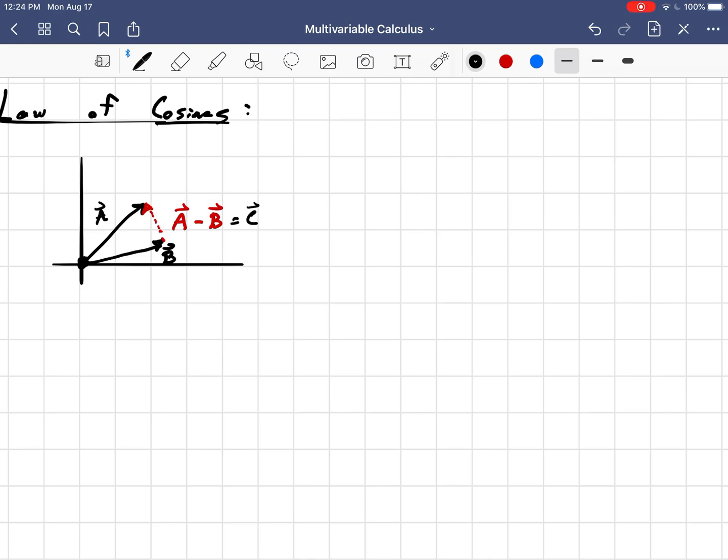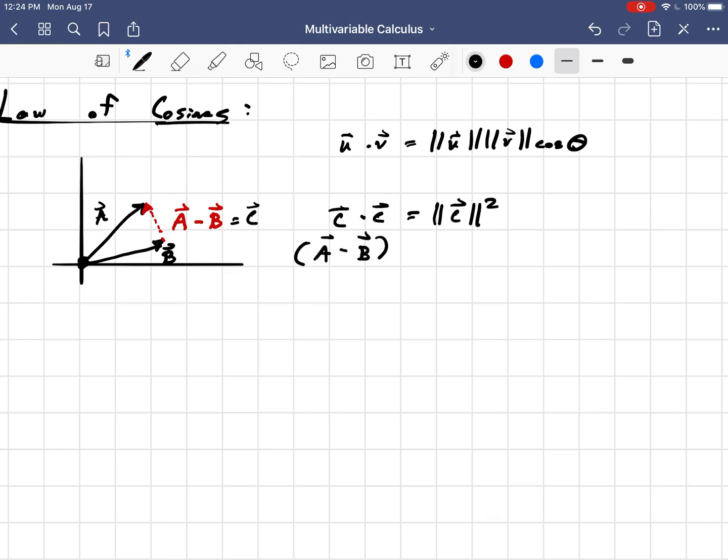So what we're going to do now is dot C with itself. And whenever you dot a vector with itself, you get the magnitude of that same vector squared, because remember, in general, if you have vector u dotted with vector v, that's the magnitude of u times the magnitude of v times the cosine of the angle between the two. But if you have the same vector, the angle between the vector and itself is 0, cosine of 0 is 1. So you get magnitude of C squared. Now, using the definition of C, C is vector A minus B dotted with vector A minus B. And that's the magnitude of vector C squared.